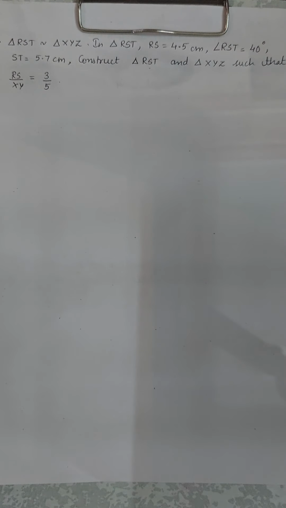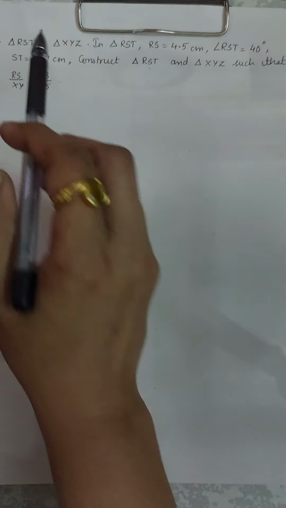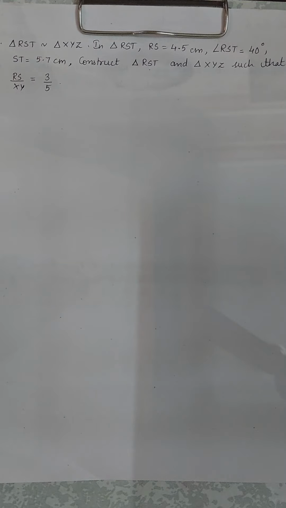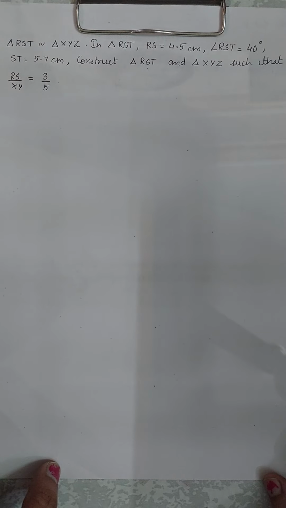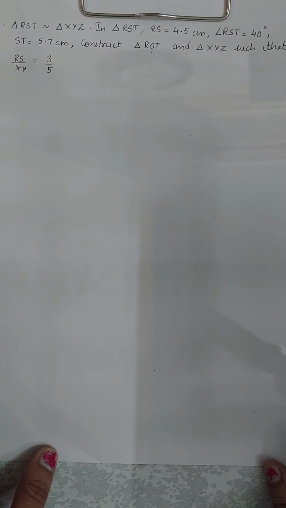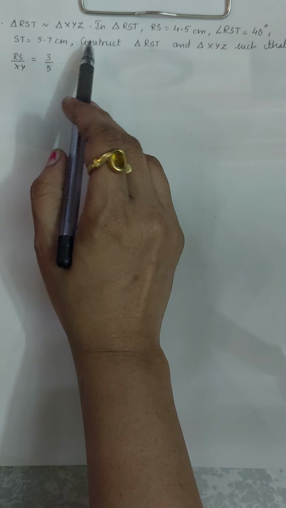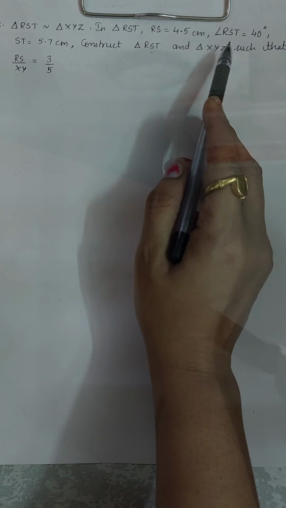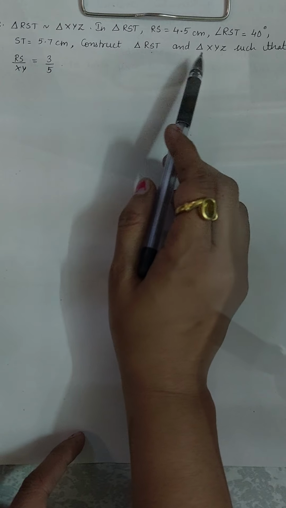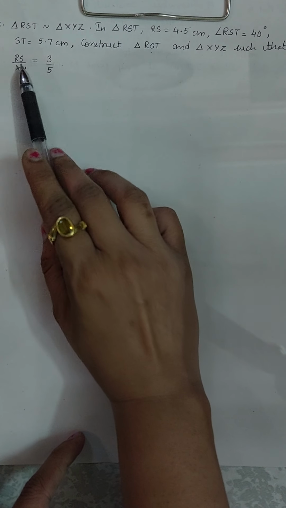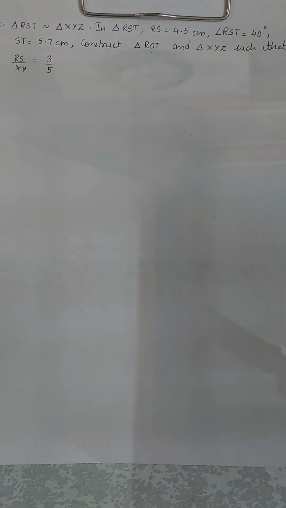Now in the next question, you're supposed to again construct both the triangles, but again if you see here, we don't have a common vertex in RST and XYZ. They're totally two different triangles. So this sum is similar to the first sum, where we had no vertex common, right? So here triangle RST is similar to XYZ, and the measurements of one triangle are given, RST is given and ST is given. Construct triangle RST and XYZ such that RS upon XY is equal to 3 upon 5.